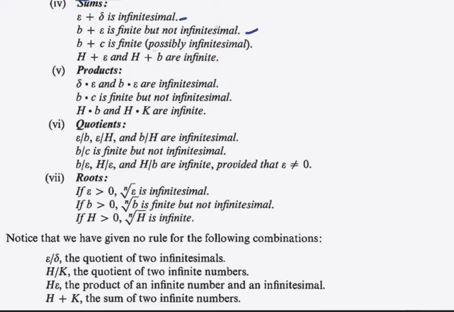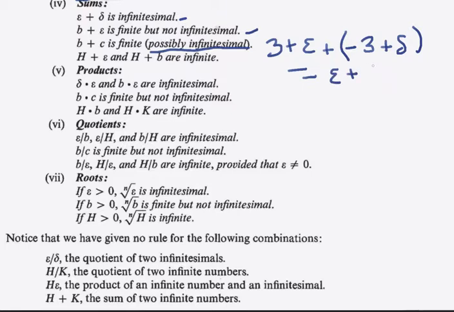Now, here's going to be really important. It's quite possible that by adding two finite numbers, I end up with an infinitesimal. So an example would be, say I have 3 plus an infinitesimal, and then I'm adding negative 3 plus some other infinitesimal, then this would be equal to epsilon plus delta, which from adding two infinitesimals is an infinitesimal. So this would be an infinitesimal, even though the two things that I added together were not.